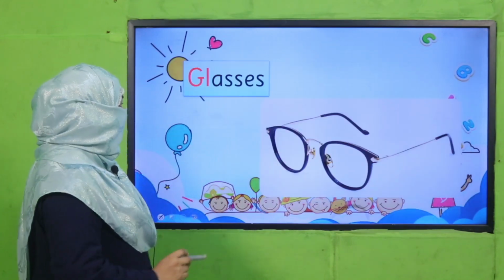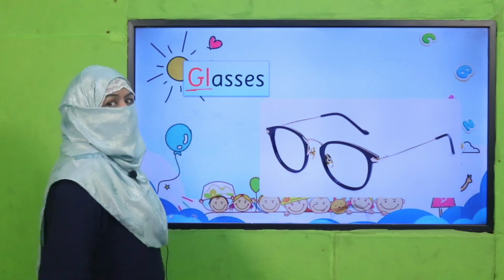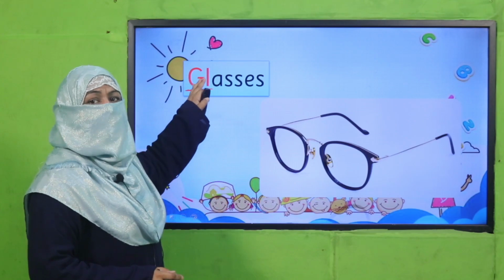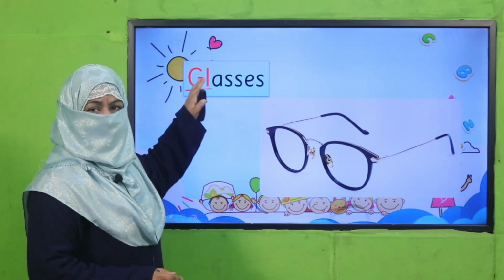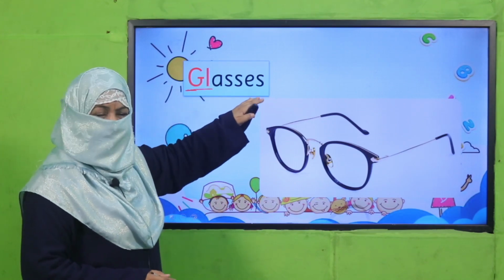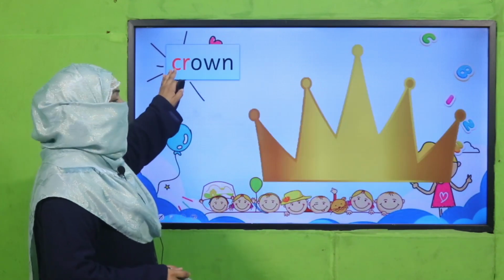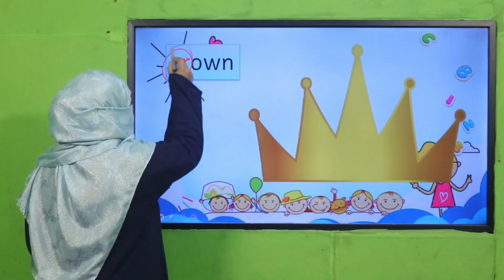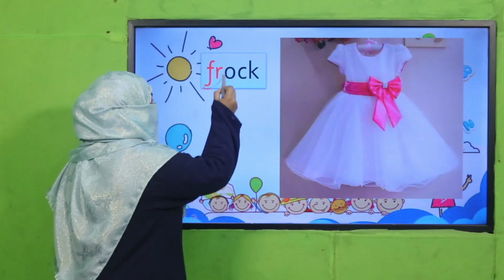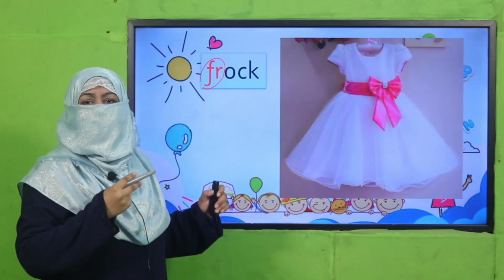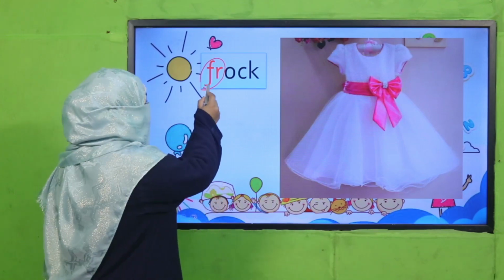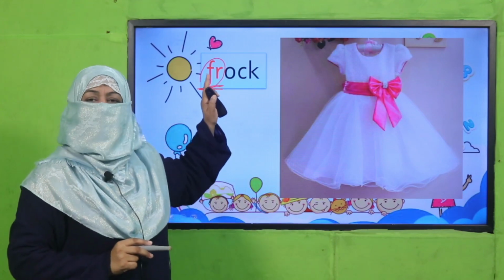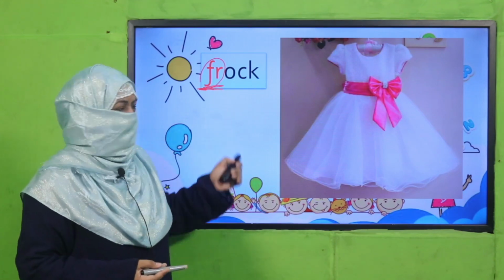The next is, now look at this. Again, it's a consonant cluster at the initial position. G sound is g and l, glasses, glasses, right? Crown, crown. Frog, frog, right? This is how we identify and pronounce the consonant cluster, right?